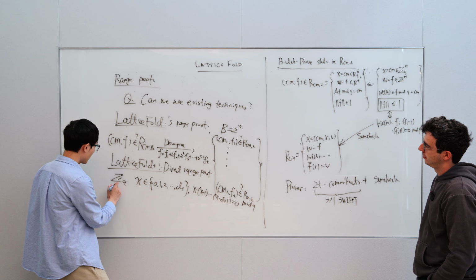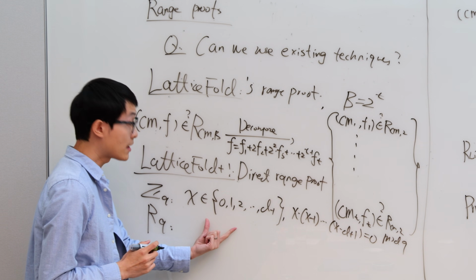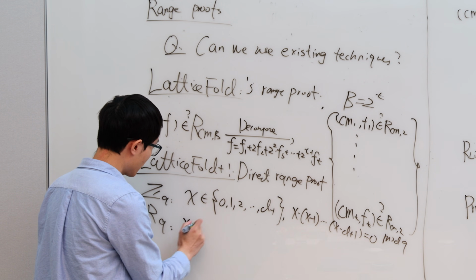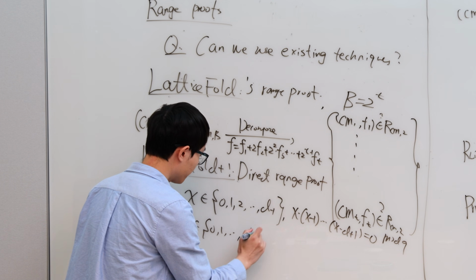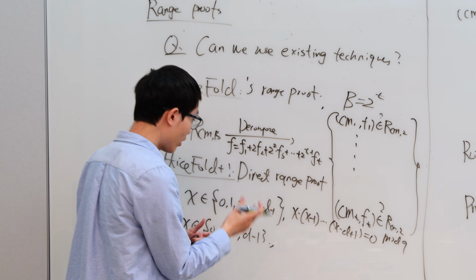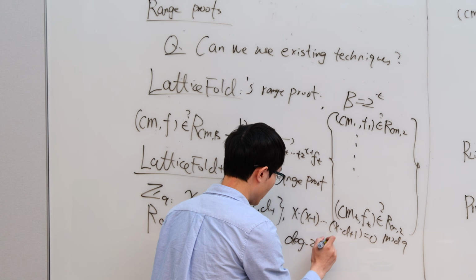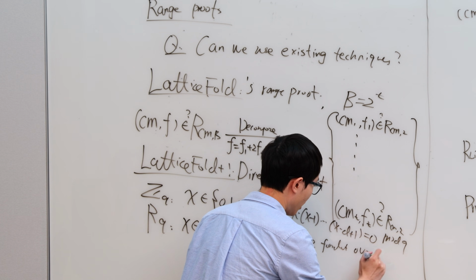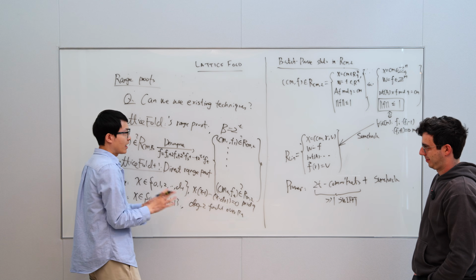But if you are doing things in RQ, for representing the same statement, you can do much better. So let's say your goal is still to represent that X is in 0, 1, up to D minus 1. I won't go into the details, but my claim is that you only need some kind of degree 2 formula over RQ to represent this. Okay, that's something I won't cover.